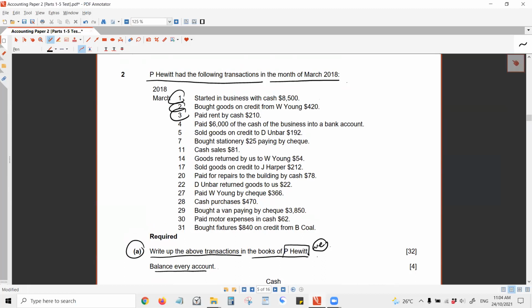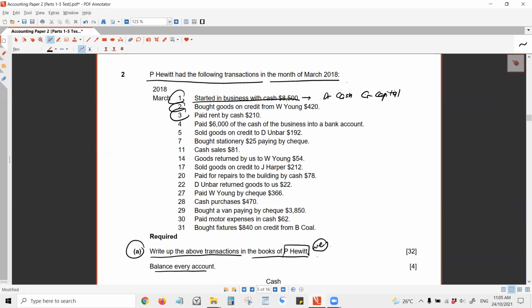Okay. Started in business with cash of 8,005. Whenever you do a question involving a lot of key accounts, determine what to debit and what to credit first. Started a business with cash 8,005. We should debit cash, credit capital. Okay, you should know this, debit cash, credit capital.